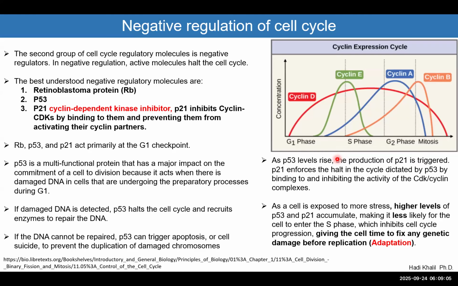In this condition, we would like to pause the cell cycle at any of these phases. And in order to do that, we have proteins that are called negative regulators. So the second group of cell cycle regulatory proteins are the negative regulators. These negative regulators regulate the active molecules that cause the cell cycle progression. So in other words, if you want to pause the cell cycle, definitely cyclins are your first target.